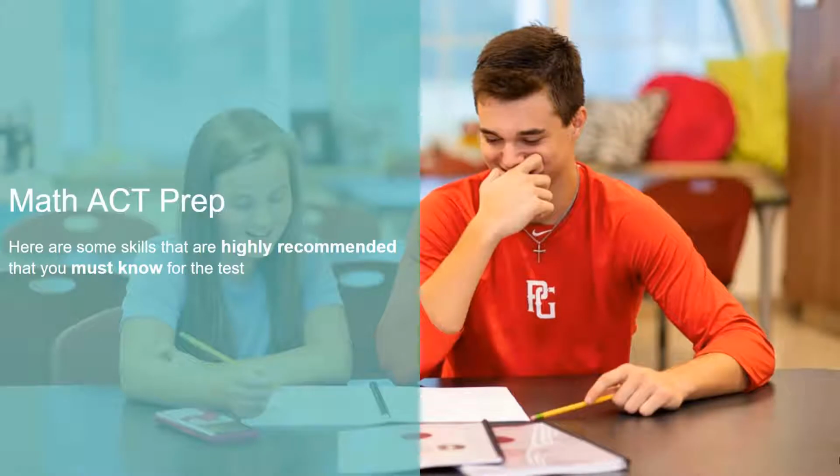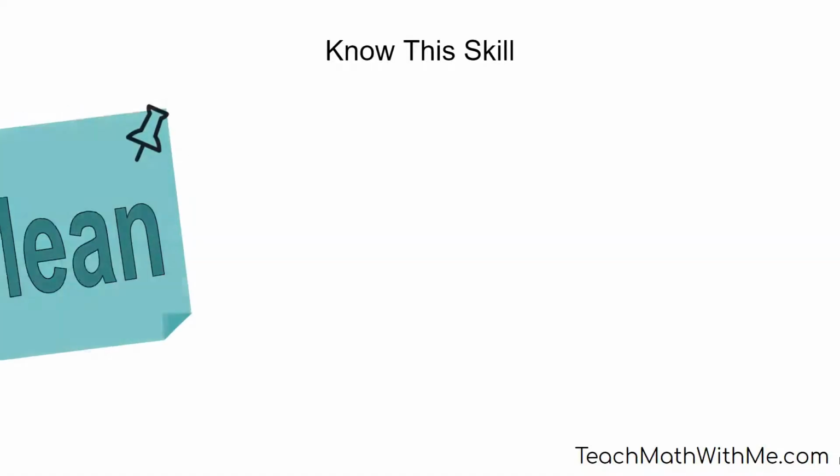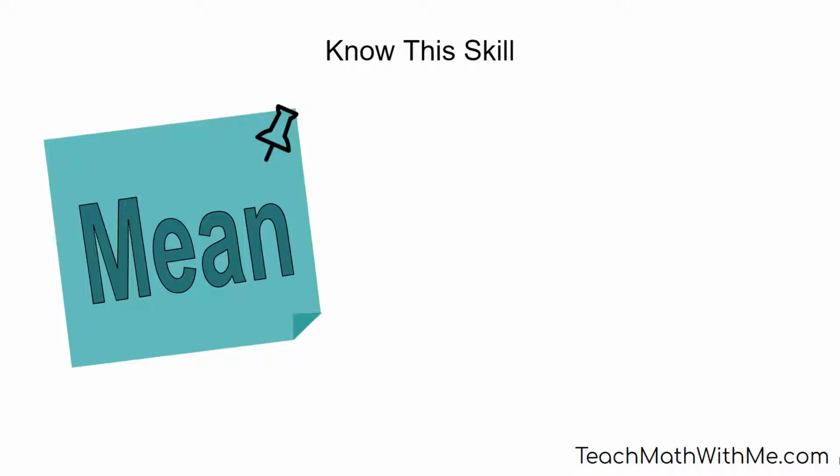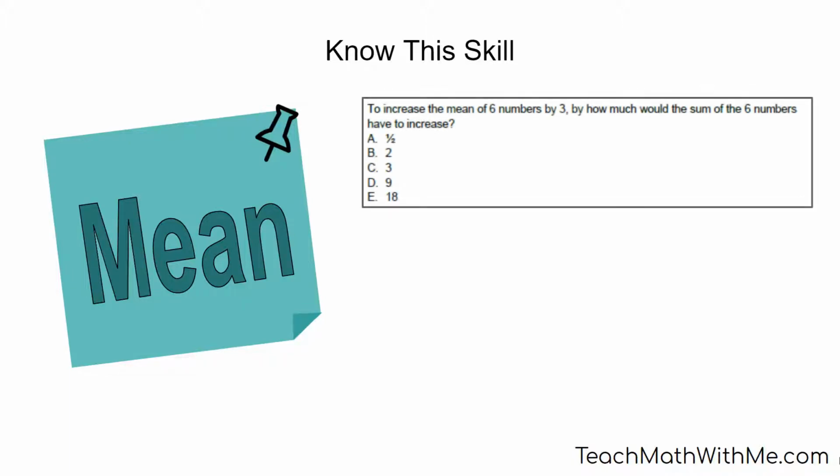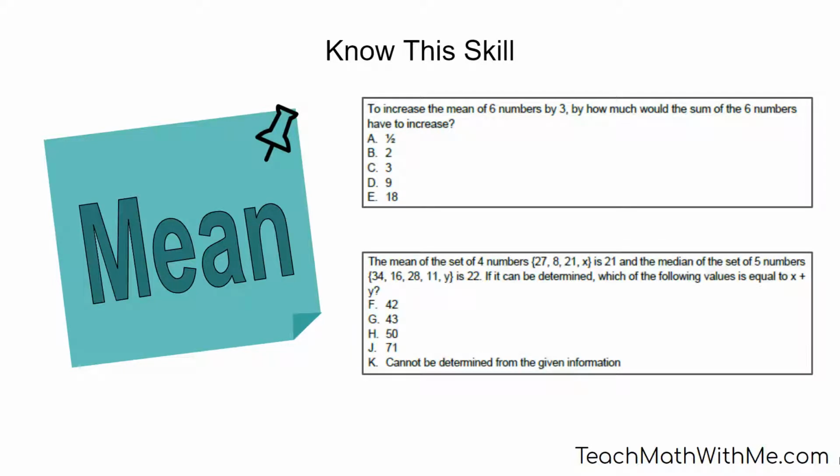Talking about reviewing a few math topics, let's talk a little about some skills that it's really important that you know for the ACT. We see these topics quite often in questions. First, we have the mean or the average. Questions can be as straightforward as adding up the given values and dividing by the number of data values. That's the definition of mean. But we can also see some questions like these. To increase the mean of 6 numbers by 3, by how much would the sum of the 6 numbers have to increase? Or something like this.